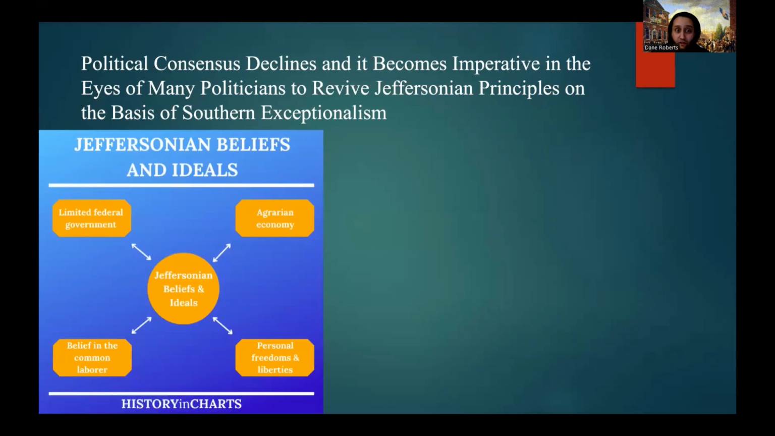Because of this so-called corrupt bargain, political consensus would decline, and it would become the imperative in the eyes of many politicians to revive Jeffersonian principles on the basis of Southern exceptionalism, i.e., a focus on agrarian economy, limited federal government, belief in the common laborer, and personal freedoms and liberties.